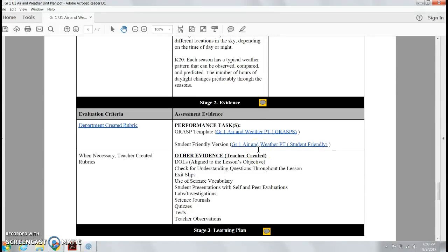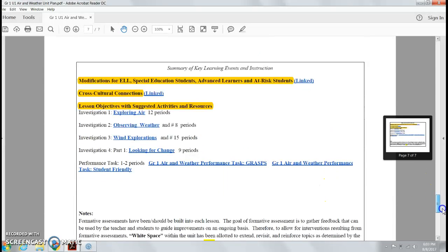In addition to that, as teachers, you know that we assess in other ways, like DOLs, checking for understanding, exit slips, labs, investigations. But this performance task is something that is going to need to be done as a common assessment. So everybody who teaches grade 1 science will have to have the students do the performance task. How we assess individual learning on a daily basis, that's really up to the teacher.